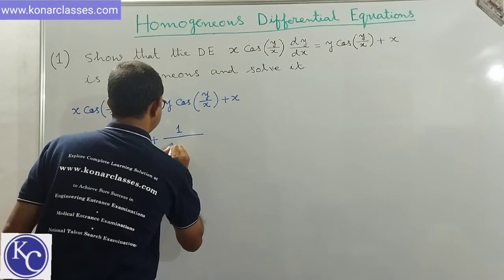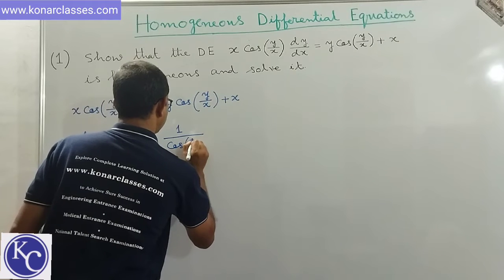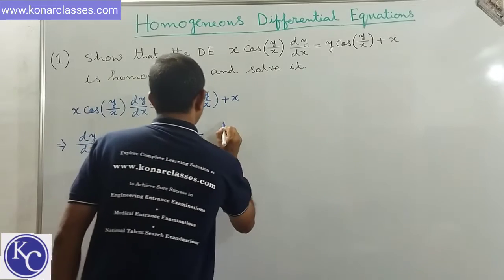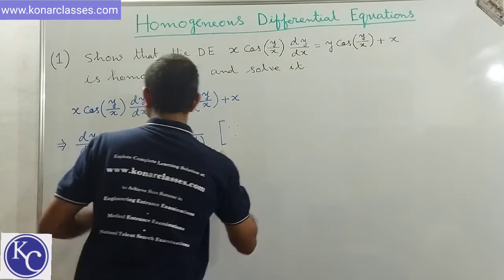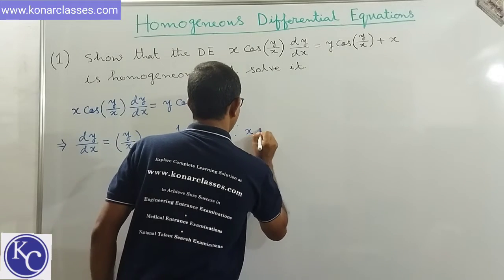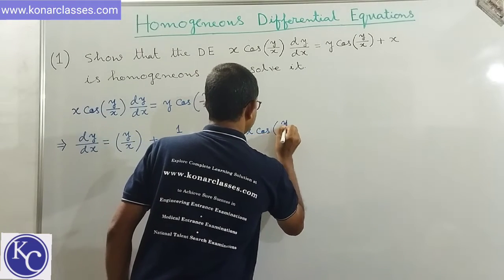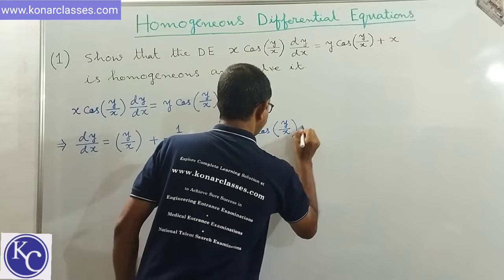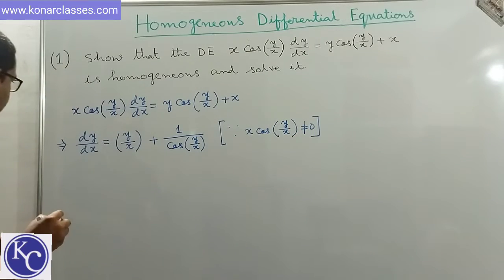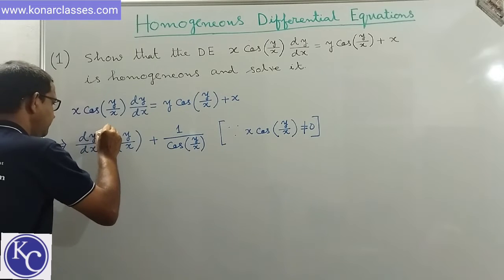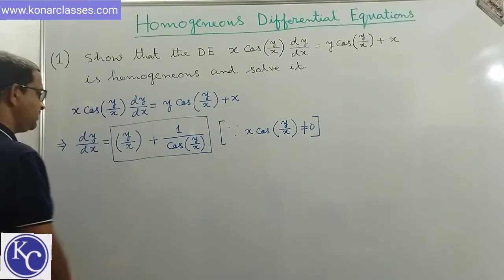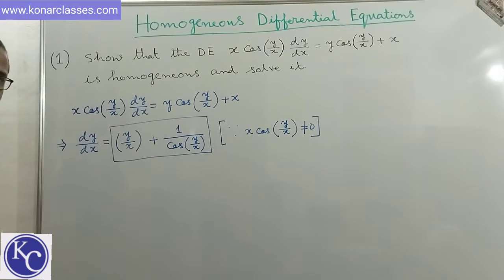1 by cos(y/x), correct? So we are able to divide both sides by x cos(y/x) because x cos(y/x) is not equal to 0, correct? Now if we look into this particular function, this is a homogeneous function of degree 0 in x and y.